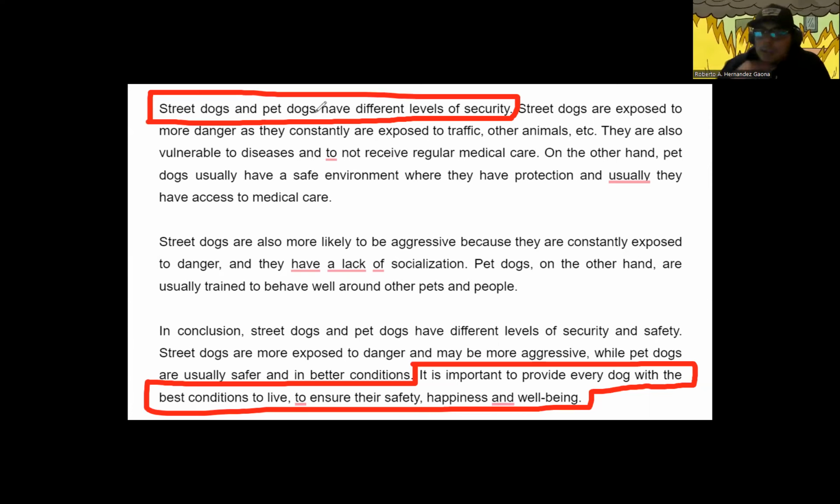It doesn't really 100% match the topic sentence. Here we're saying that it's important to provide them, but in the topic sentence we're just saying that they have different levels of security. So we would have to revisit this concluding sentence and make sure it matches the topic sentence. We have to remember the most basic element of the concluding sentence: it has the same message as the topic sentence. You just say it with different words.